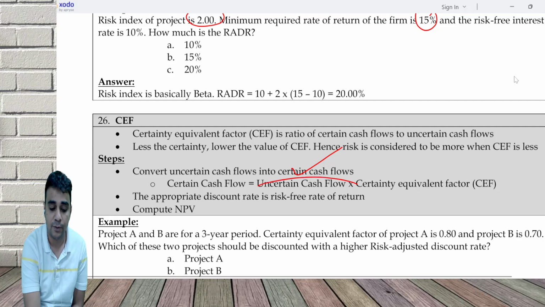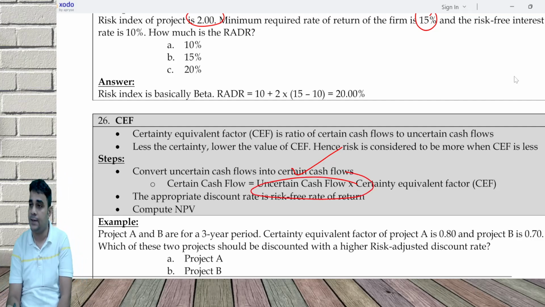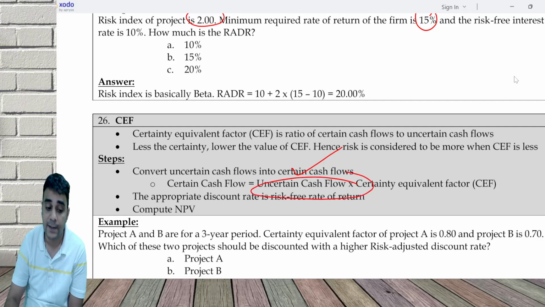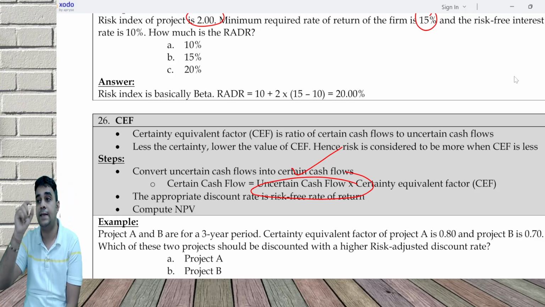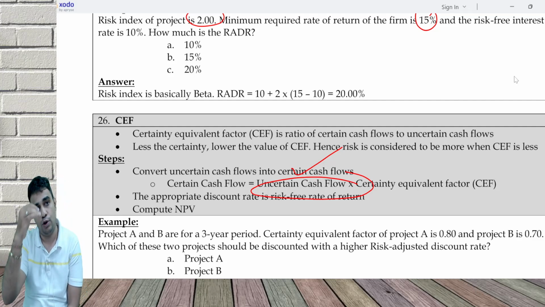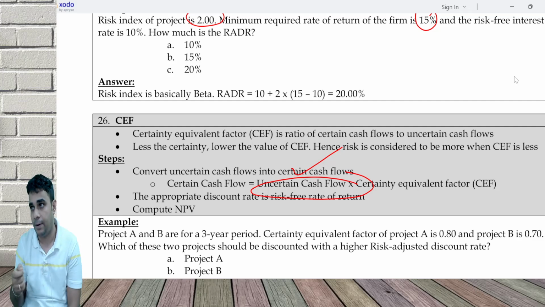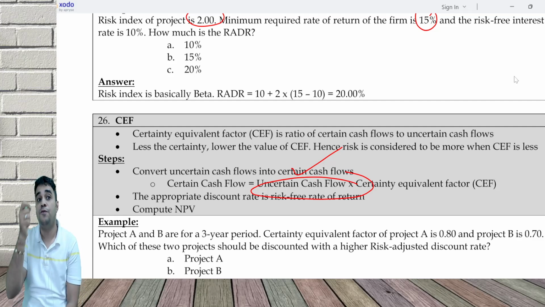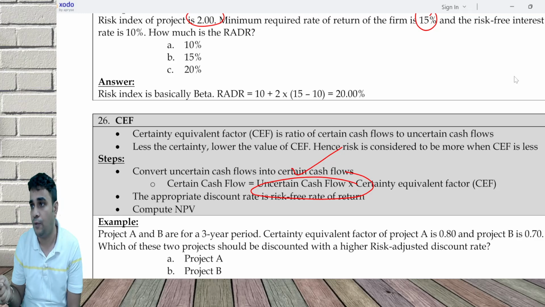The appropriate discount rate is the risk-free rate. Now, one exam question, they wanted to establish a link between CEF and RADR. The link is very simple. They told you do CEF, completed everything done. Then they wanted to know if you apply RADR approach, which one should have higher RADR, which one should have lower RADR.